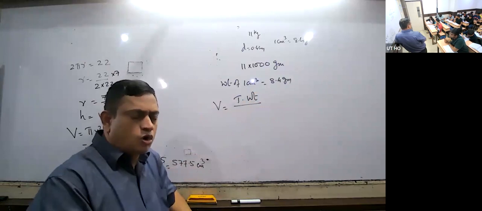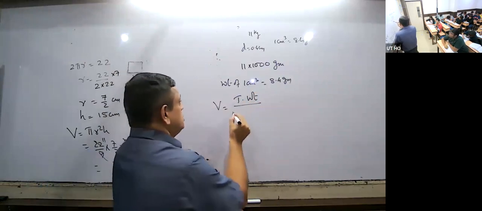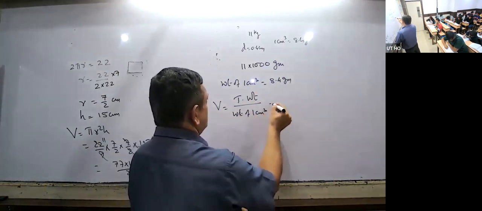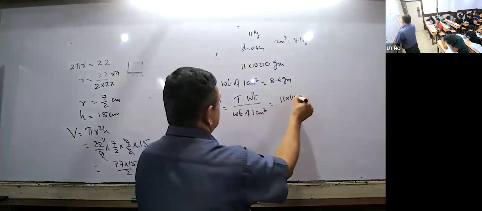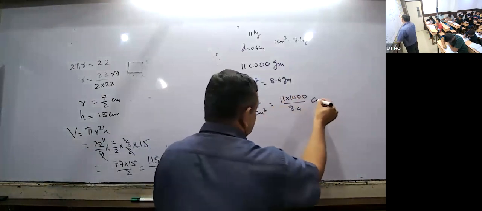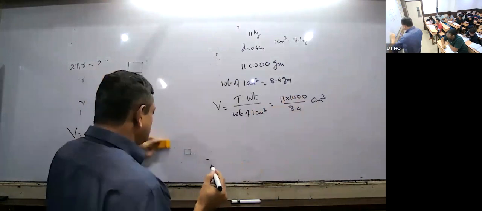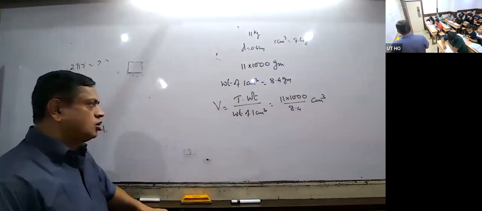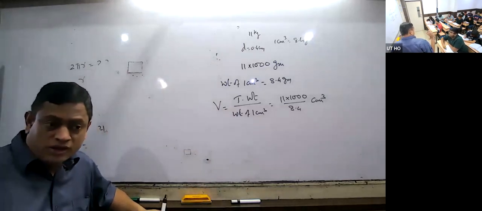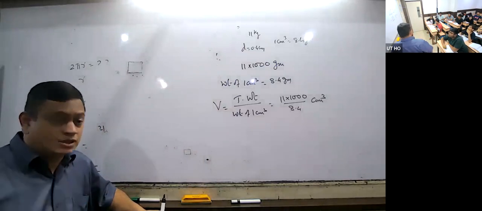Write down there. Volume is equal to total weight divided by weight of 1 centimeter cube. That is equal to 11 into 1000 divided by 8.4. What is the unit? Centimeter cube. This is the formula. Remember, Arshita, if you want to learn: volume is equal to total weight divided by weight per centimeter cube. No need to simplify, leave as it is. No need to do anything. At last you can do. This is not the answer to get.